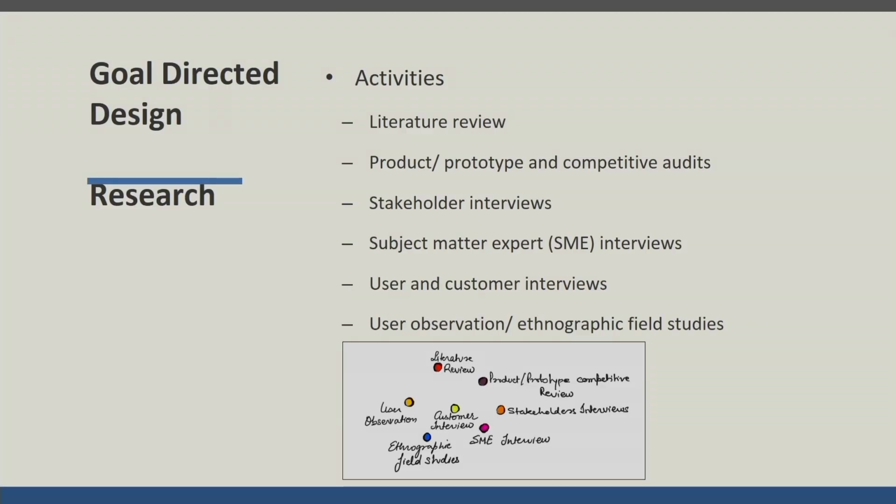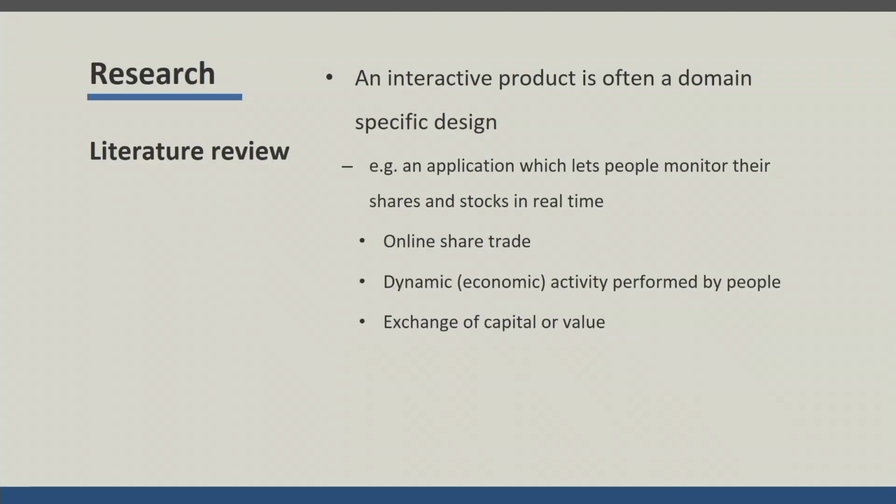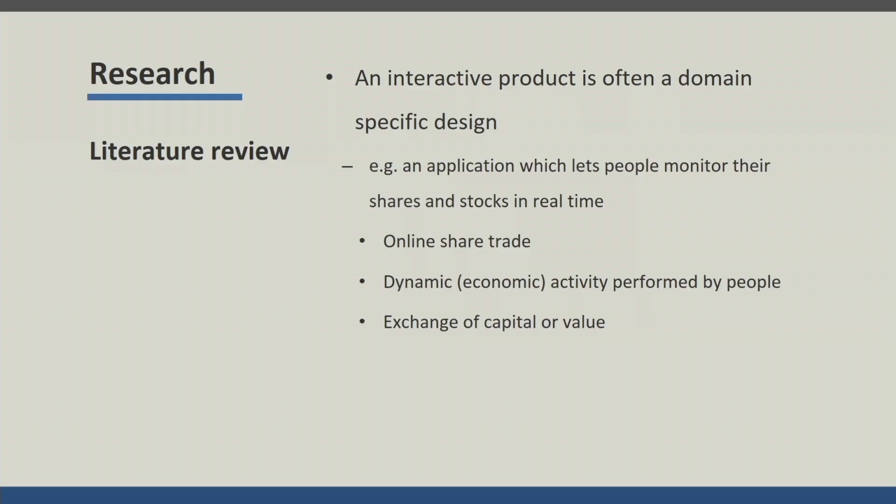Okay. So, when it comes to literature review, an interactive product is often a domain specific design. For example, when it comes to a hospital management system, the domain is healthcare. And when it comes to, let's say, a financial service management system, the domain is financial services. So, an interactive product is often a domain specific design.